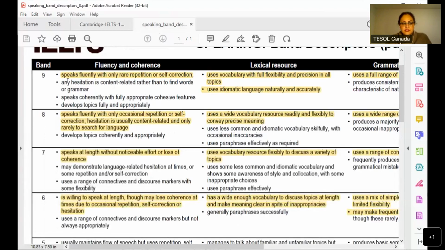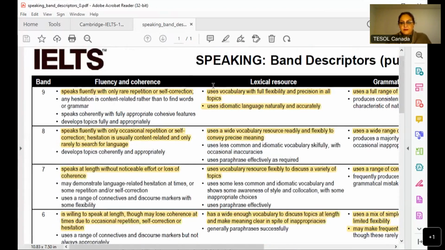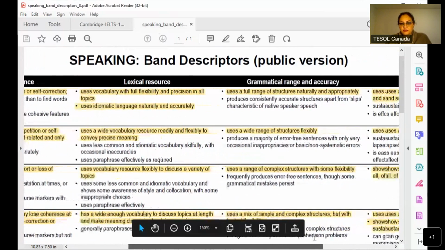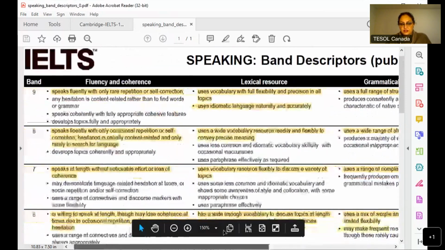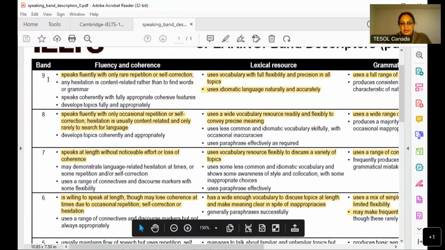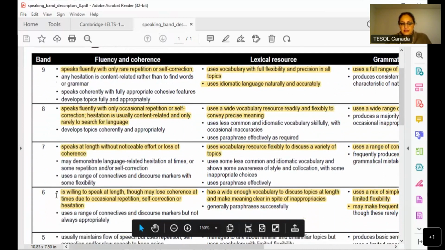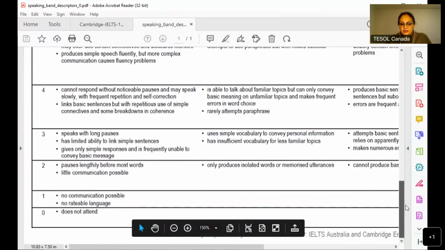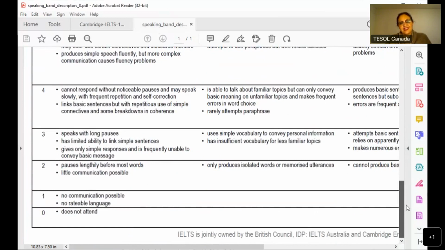Also, here is the speaking band descriptor for the public. So as you see, it is fluency and coherence, lexical resource, grammatical range and accuracy, and pronunciation. By studying, you can see what's the difference between band 9 and band 6, 7, and 8. So if they don't say anything, they get 1. No communication, they get 1.